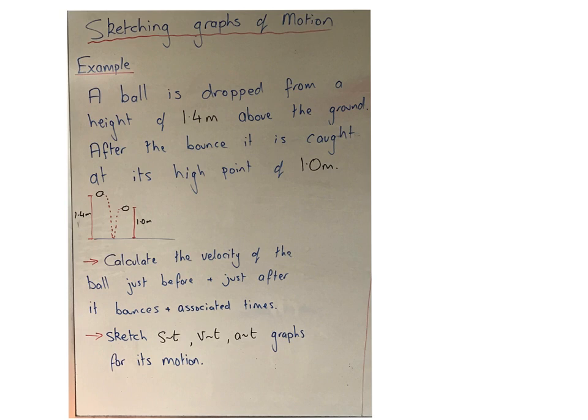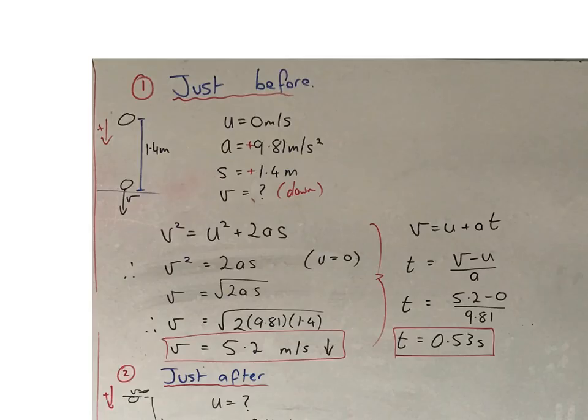To sketch the motion here, we need to make a few calculations. We need to determine how fast the ball was going just before impact and how long it took to reach the ground. Just after impact, it must be going slower as it doesn't get to the same height. We want to find that speed as well as how long it takes to reach its new maximum height. After we do that, we'll produce displacement-time, velocity-time, and acceleration-time graphs for the motion.